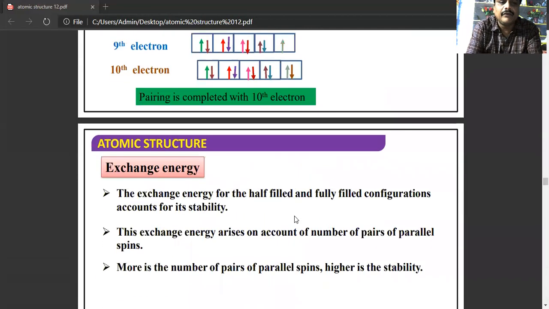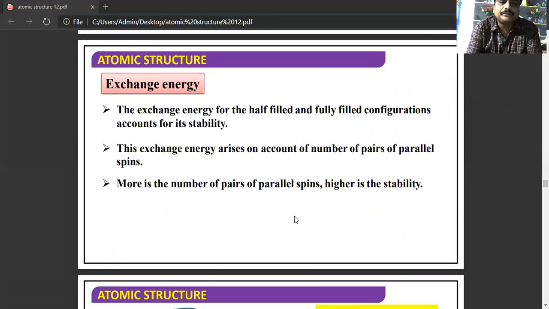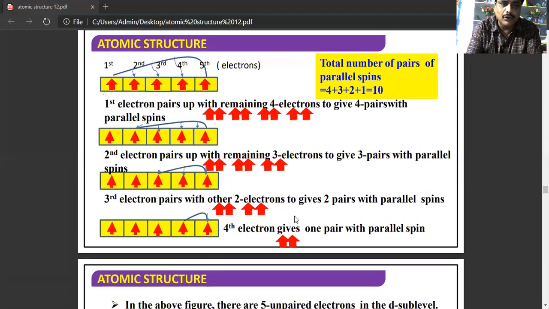So next we'll discuss the exchange of energy. The exchange energy for half-filled and fully filled configurations is responsible for their stability. This exchange energy arises due to the number of pairs of parallel spins. The more parallel spins there are, the higher the stability. So that is about the exchange of energy.